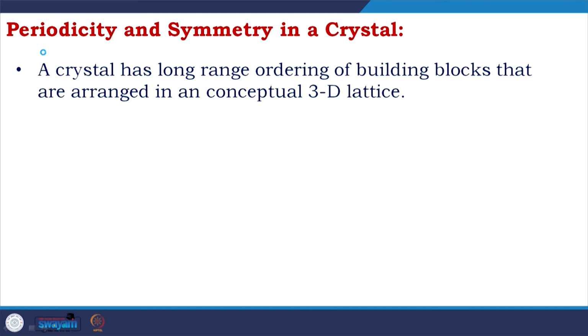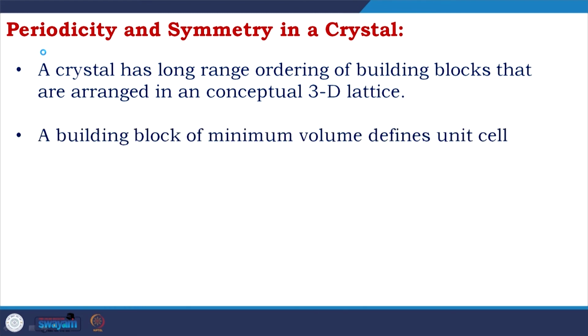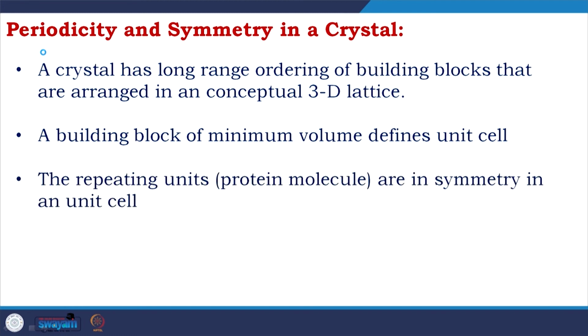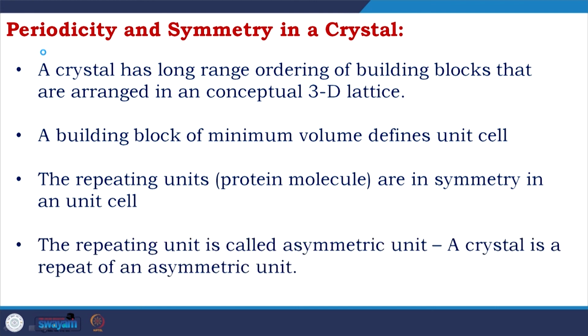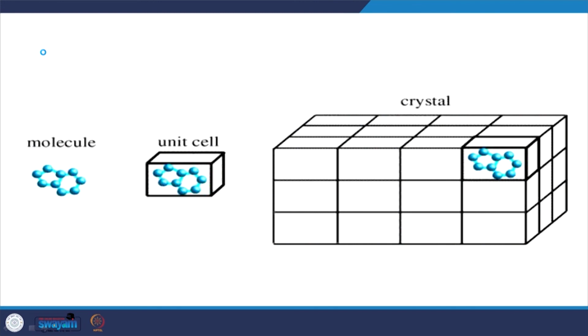Periodicity and symmetry in a crystal. A crystal has long range ordering of building blocks that are arranged in a conceptual 3D lattice. A building block of minimum volume defines the unit cell. The repeating units of protein molecules are in symmetry in a unit cell. The repeating unit is called the asymmetric unit. A crystal is a repeat of an asymmetric unit. So, if you see, you have a small molecule or a protein molecule. This protein molecule might be present as 1 in the unit cell, 2 or many.